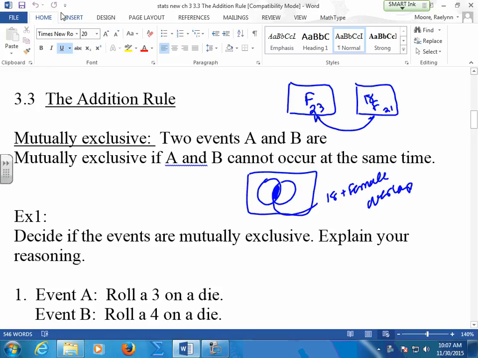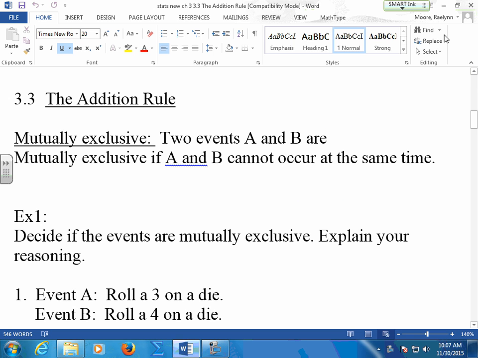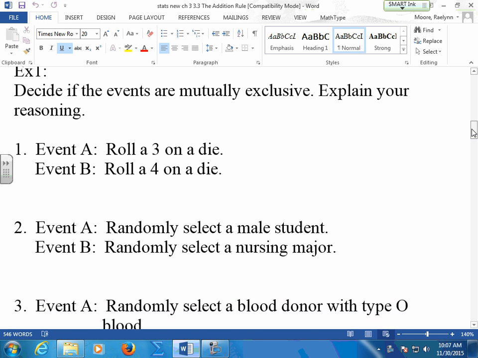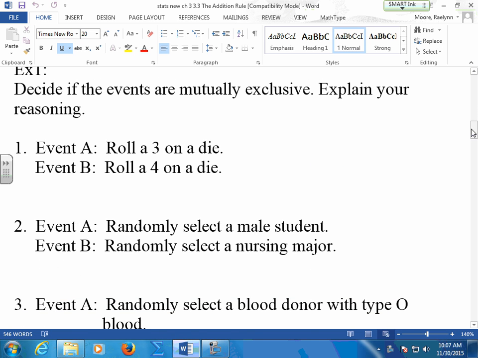Because when we do an or, if we have a mutually exclusive problem, we're going to have to subtract the part where they overlap. Otherwise, we're going to count them twice. So right now, we're just going to check through and see, are these mutually exclusive? Can they happen at the same time? Mutually exclusive means they cannot happen at the same time. This is really the only rule we have to worry about.